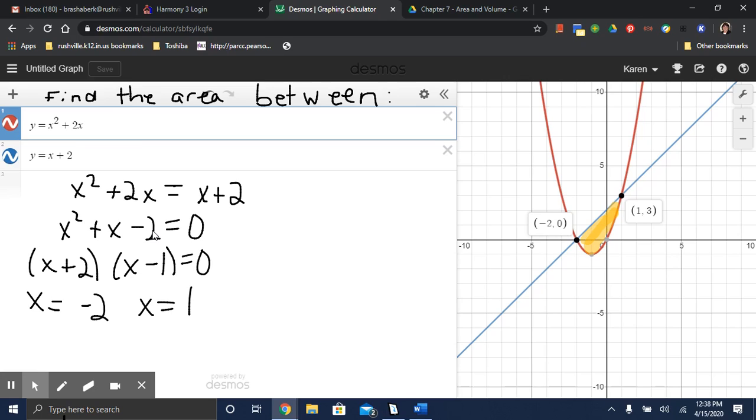So then we will find the area between the two graphs by doing the integral from our leftmost point of intersection, x equals -2, to our rightmost point of intersection, 1. We're always using the x values on these. And then we'll do the top curve, which is x plus 2, and subtract from that the bottom curve, which is the parabola x squared plus 2x.